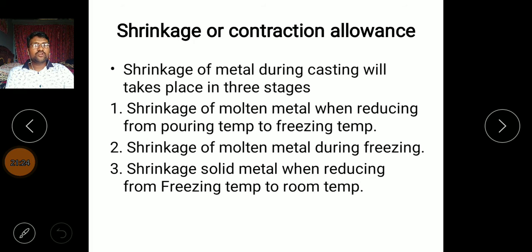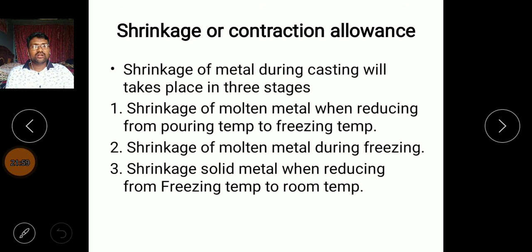Next, shrinkage of molten metal during freezing. At this stage also the temperature will be liquid, but in freezing the phase change process will occur, that is it converts from liquid to solid, and this zone is known as the freezing area. Okay. Next, the reduction of volume in the liquid is known as shrinkage.